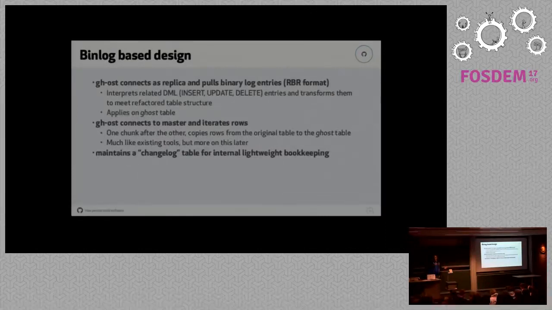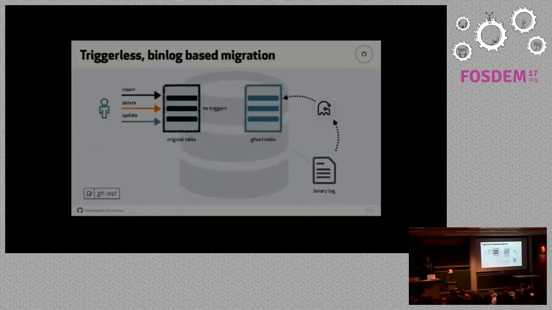And of course, it also still has to copy rows from the old table to the new table. So basically this is how it looks. There are inserts, deletes and updates on the original table. Those go into the binary log. They're read by Ghost. Ghost writes them to the new table. But if anything goes wrong with reading from the binary log and inserting on the new table, the inserts on the original table will still go on. So it's much more reliable in that way.